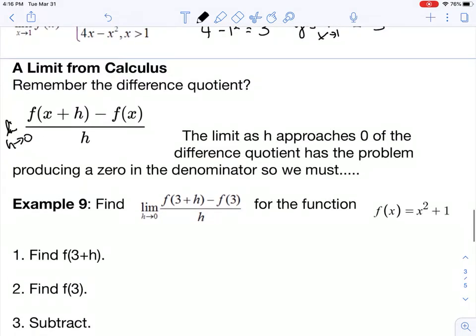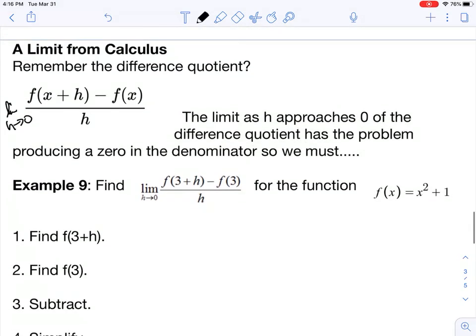So we're going to find the limit as h approaches 0 of f of 3 plus h minus f of 3 if we use the function f of x equals x squared plus 1. Okay? So we're going to do this in a few steps. The first step is to find f of 3 plus h. So plug that in to f of x, and I will pause here and wait.